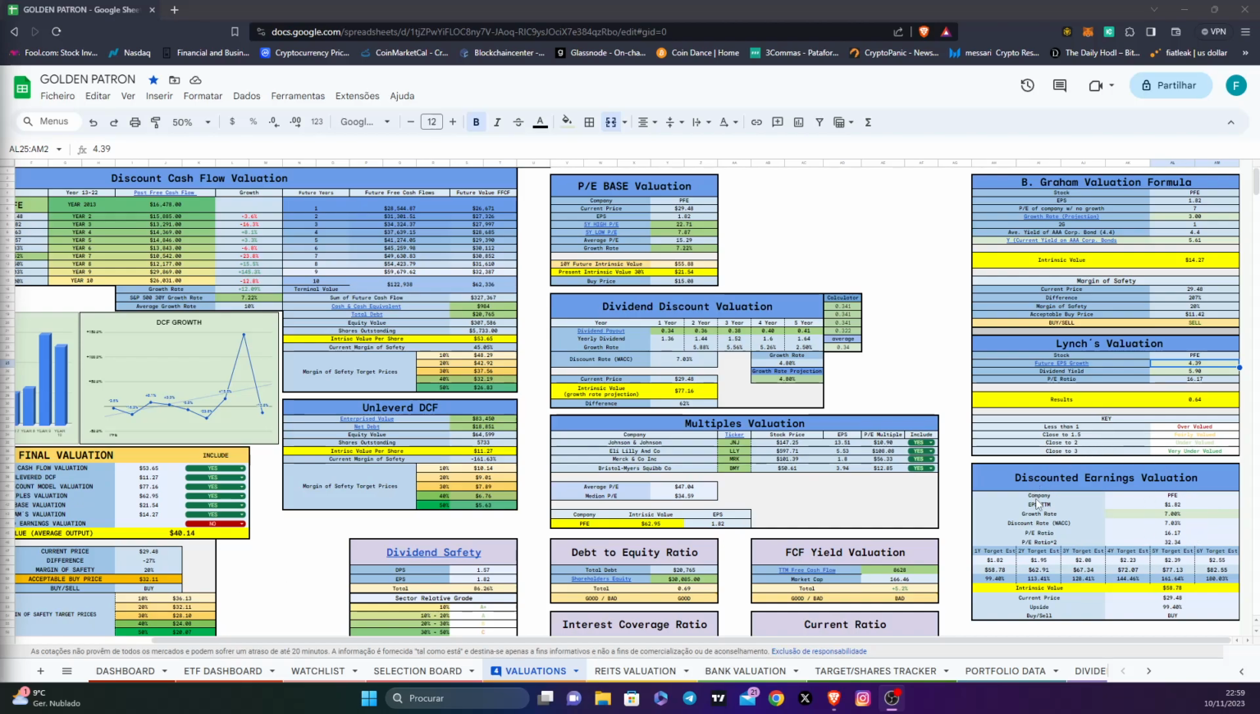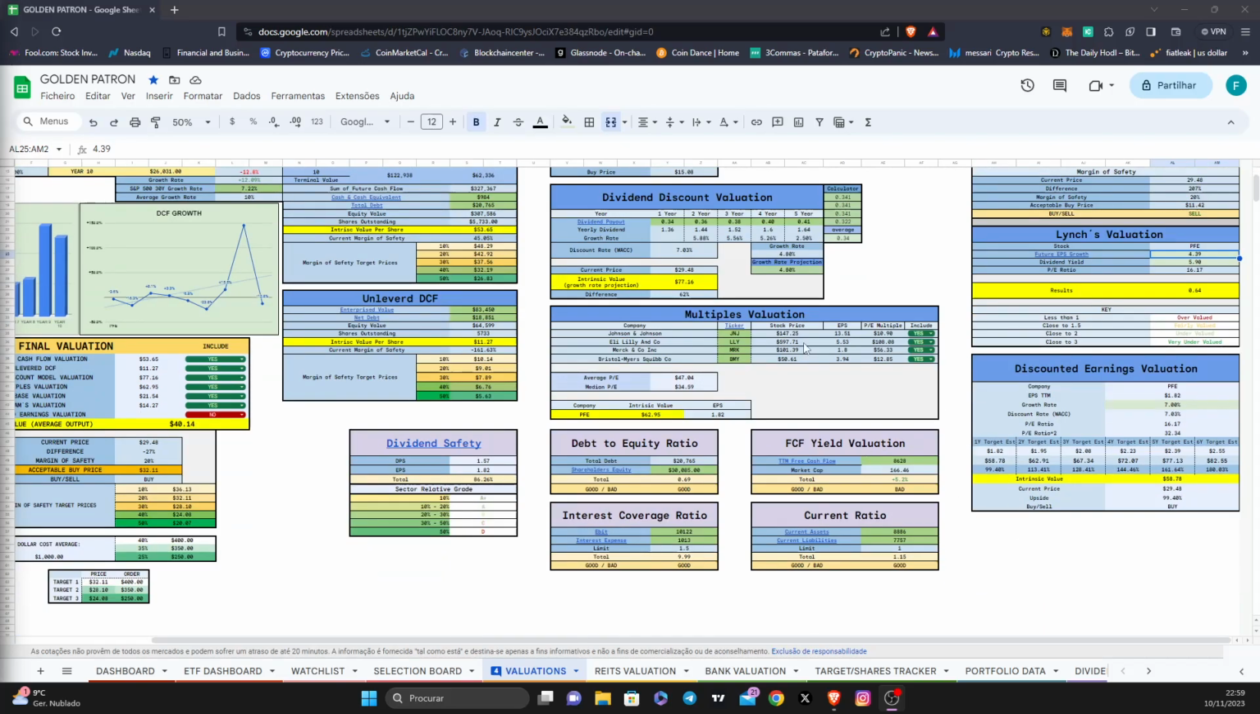Hi everyone, welcome back. Today I'm going to be showing how to find the intrinsic value of a company using the discounted earnings valuation. I'm also going to do the Peter Lynch valuation and I'm going to go over my ratios, which is very important, at least to me.